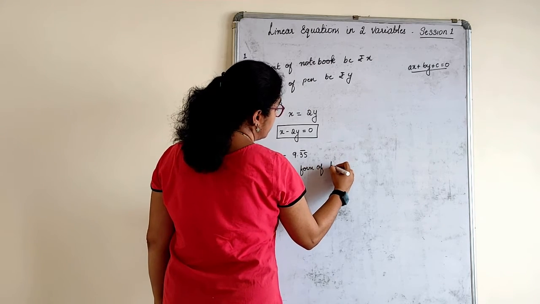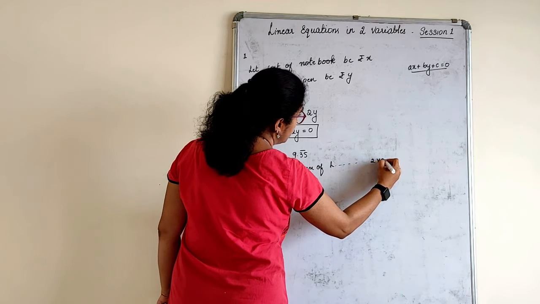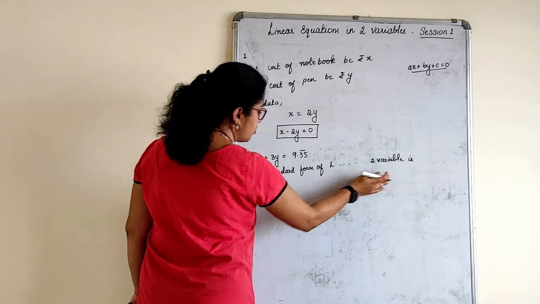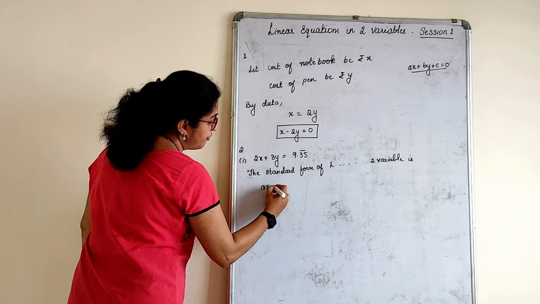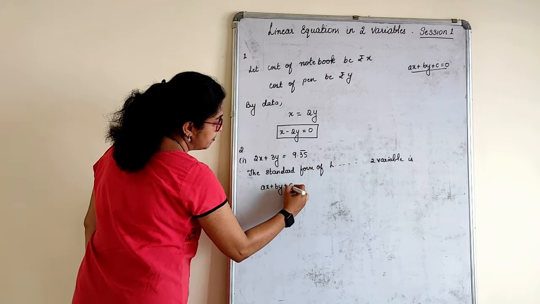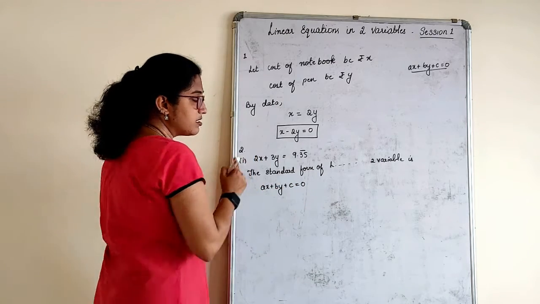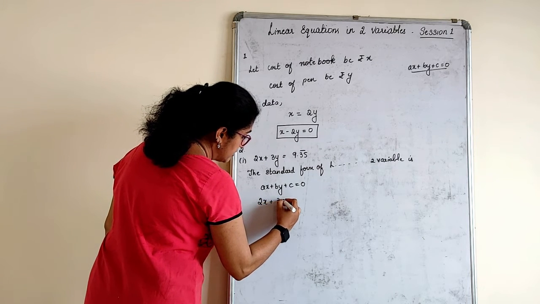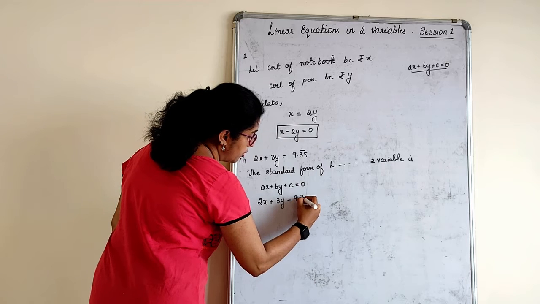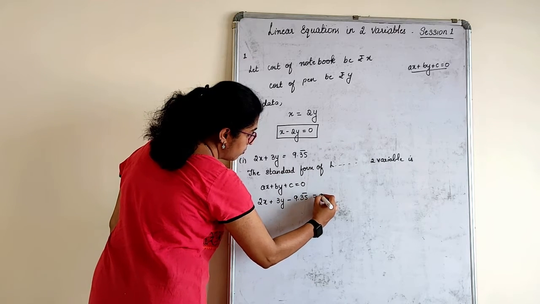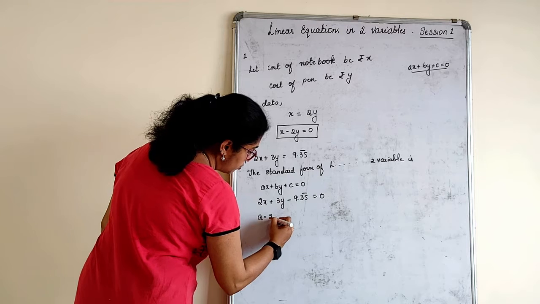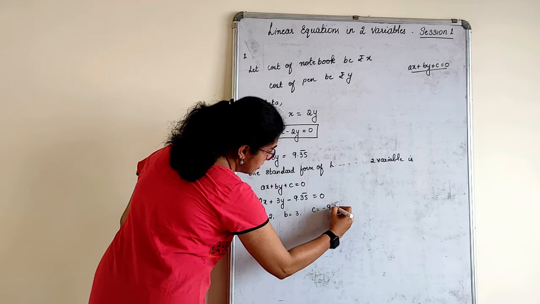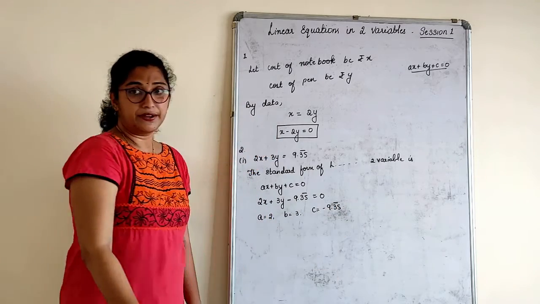of a linear equation in two variables is ax plus by plus c is equal to 0. Right? This whole thing you have to write for every equation. Is this in the standard form? No. Bring it in the standard form. 2x plus 3y minus 9.35 bar is equal to 0, where a is 2, b is 3 and c is minus 9.35 bar.